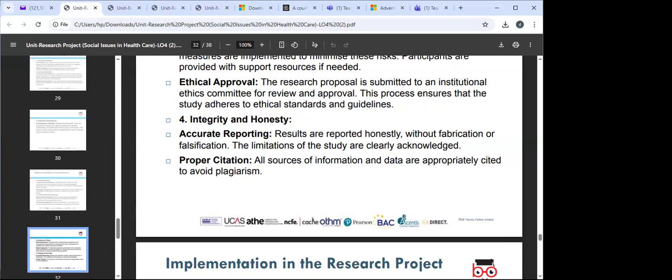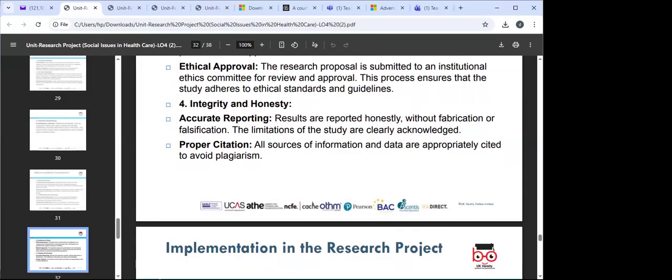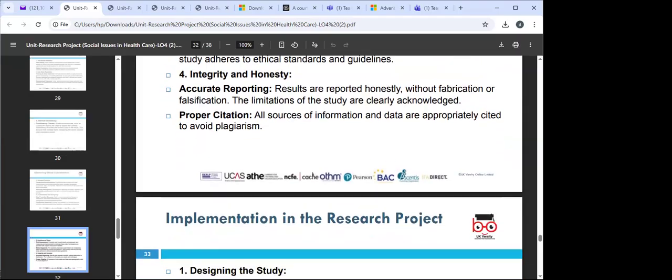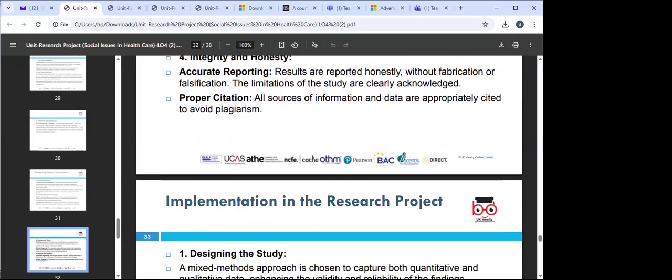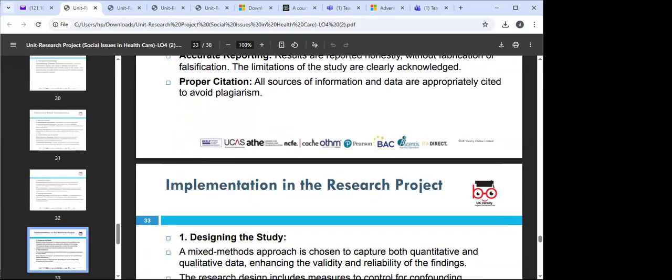Integrity and honesty. Accurate reporting. Results are reported honestly without fabrication or falsification. The limitations of the study are clearly acknowledged. Proper citation. All sources of information and data are appropriately cited to avoid plagiarism. Okay?